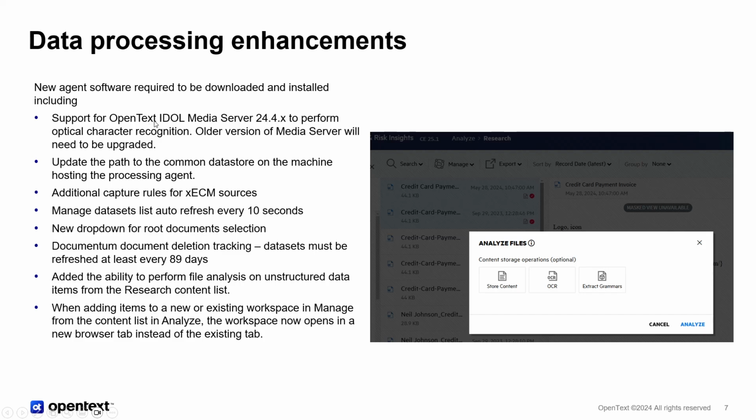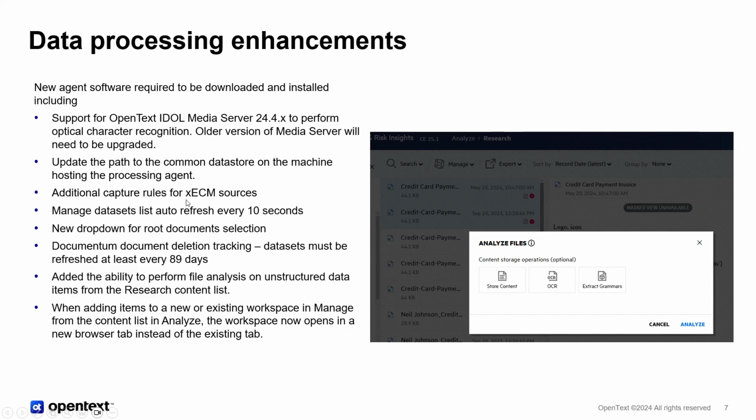This new Media Server version has a number of enhancements that improve the quality of OCR. And actually, under the covers, it uses a different method to integrate. So it's really important that you upgrade Media Server to this version, because older versions of Media Server will need to be upgraded and are not supported. We've updated the path to the common data store, which is basically a path where we store the settings on the agent machine. So nothing to worry about there, but it's just so that you know.